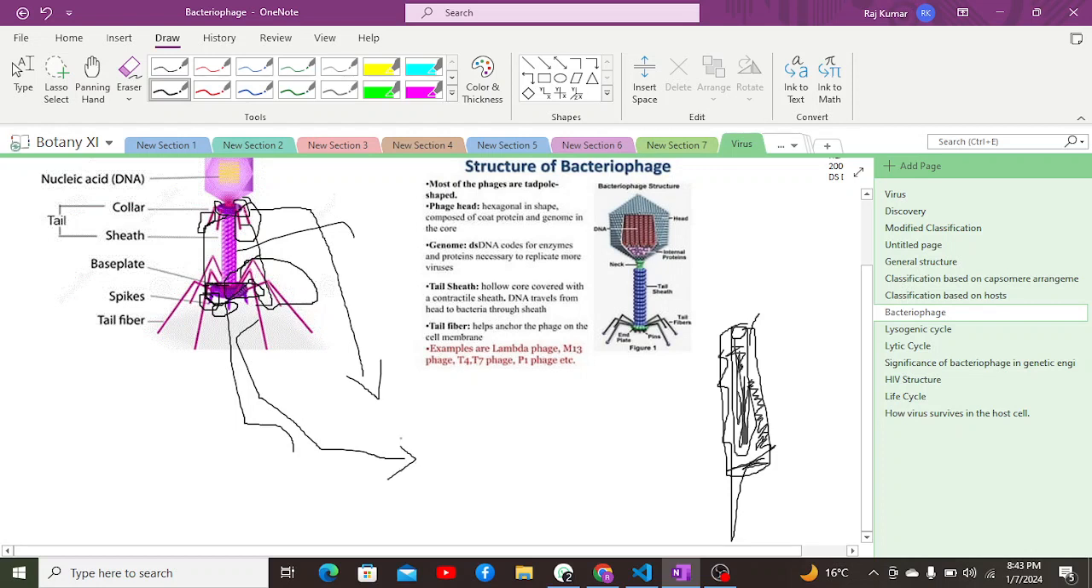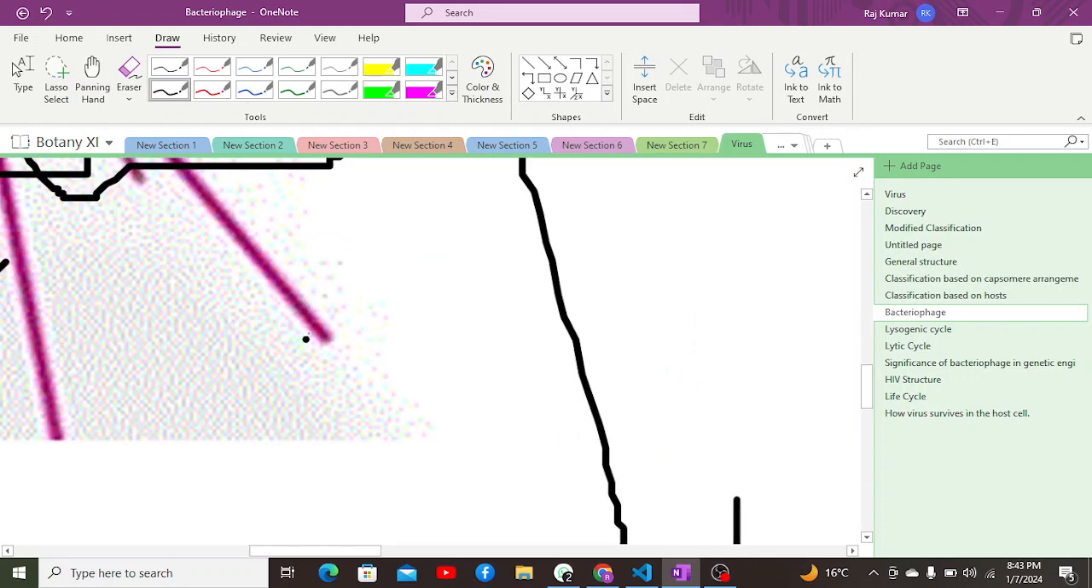These caudal fibers are attached to the base plate, and at the ending part of the caudal fibers there is the presence of a specific receptor binding protein which binds to the receptor binding site present on the surface of the bacteria, so that it can form a mutual affinity with the receptor of the bacteria, as a result of which it is able to bind with it, and thus helps in the adsorption process, after which penetration occurs.